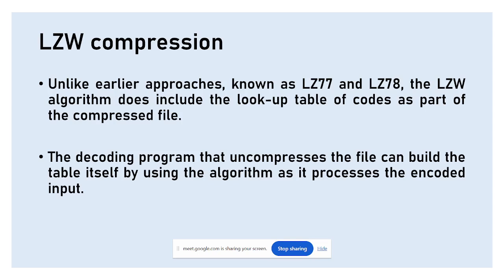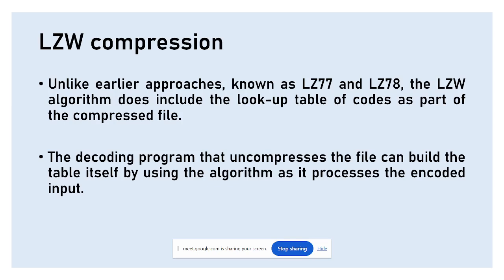Unlike earlier approaches known as LZ77 and LZ78, the LZW algorithm does include the lookup table of codes as part of the compressed file. So it's like having a dictionary basically. You are assigning some kind of code for certain objects or values, so that you can look it up and then it's easier for you to compress it further or decompress it.